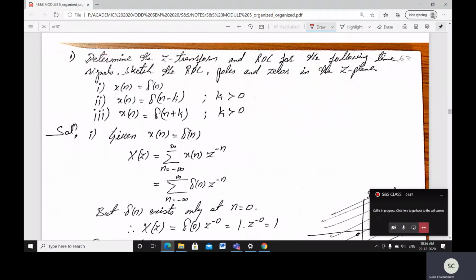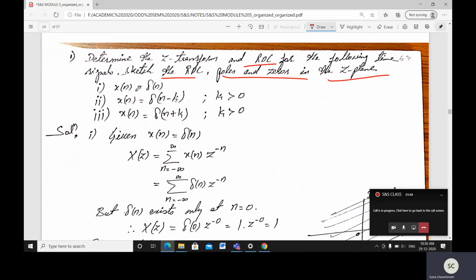Okay, in the Z transform, the next problems are to determine the Z transform and region of convergence for the following time signals, sketch the region of convergence, and also observe where the poles and zeros are in the Z plane. There are three problems actually.